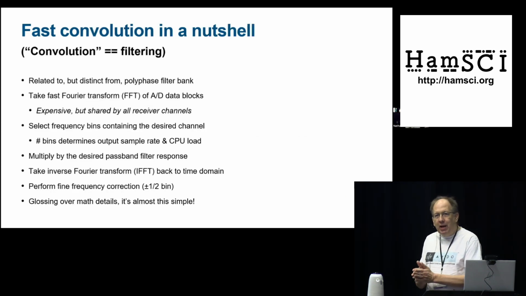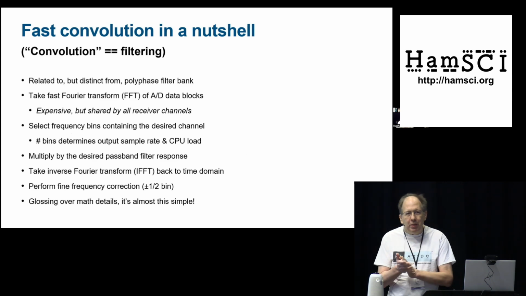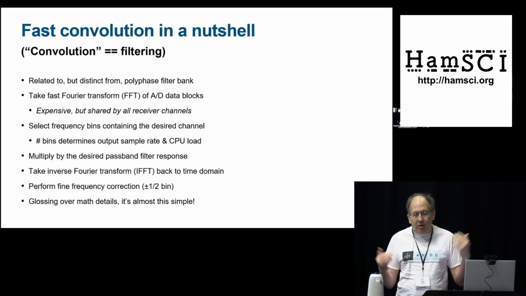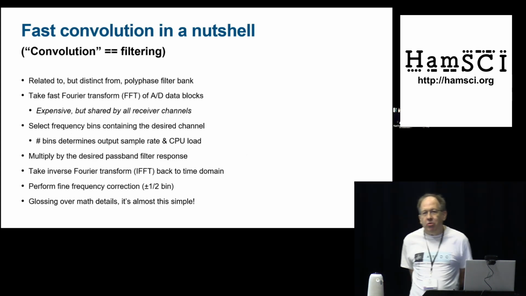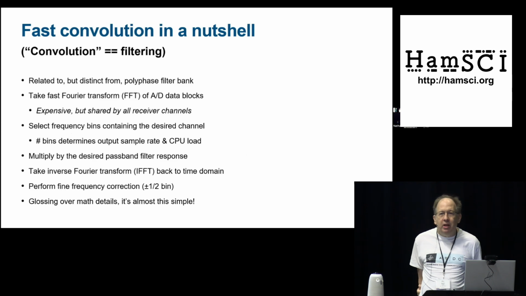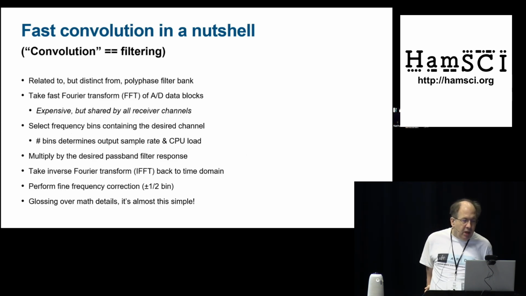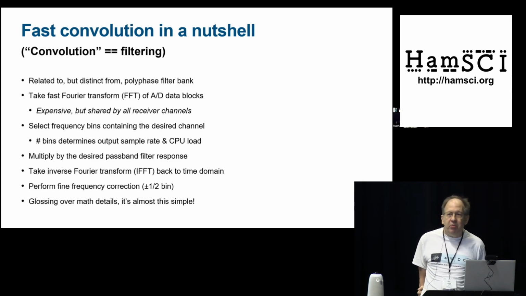I'm not going to go into the math on this because you can get this off of Wikipedia or lots of references. Convolution really is just a fancy name for filtering. Whenever you have a filter, whether it's analog or digital, it performs a convolution function between the input signal and some defined response of that filter. So what I've done with fast convolution is to build a multi-channel receiver that is related to, but distinct from, something called a polyphase filter bank.